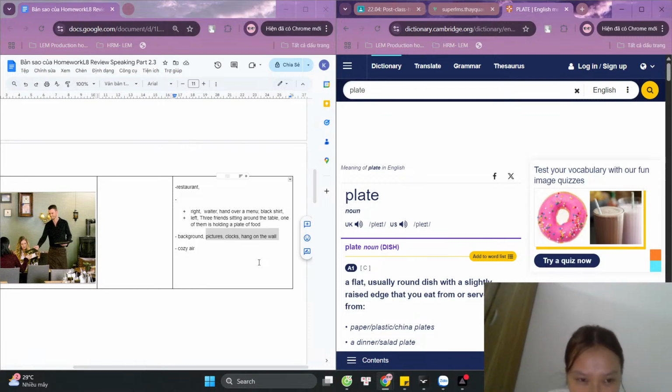This is a picture of a restaurant. On the right side, a waiter in a black shirt is handing over a menu.